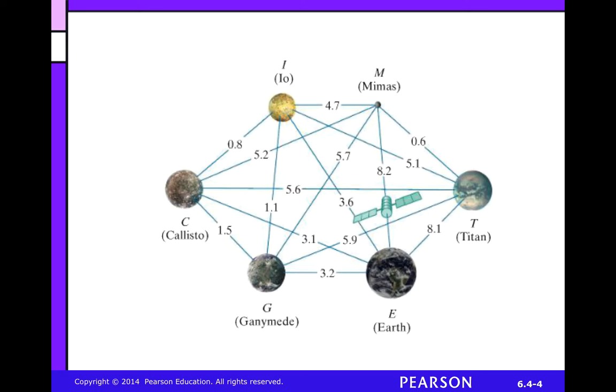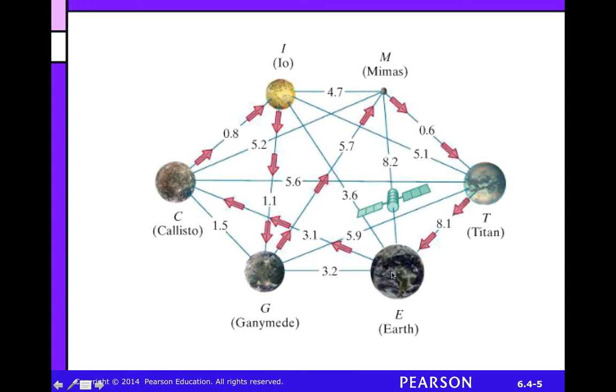Now from G, where should we go? Well, we only have 2 options left because we can't go back to E yet, can't go back to I, can't go back to C. Therefore, the only 2 options left are either Titan or M, and M is the cheapest option there. And once we're at M, we can't go back to Earth yet, so we must go to Titan, and from Titan we go back to Earth.